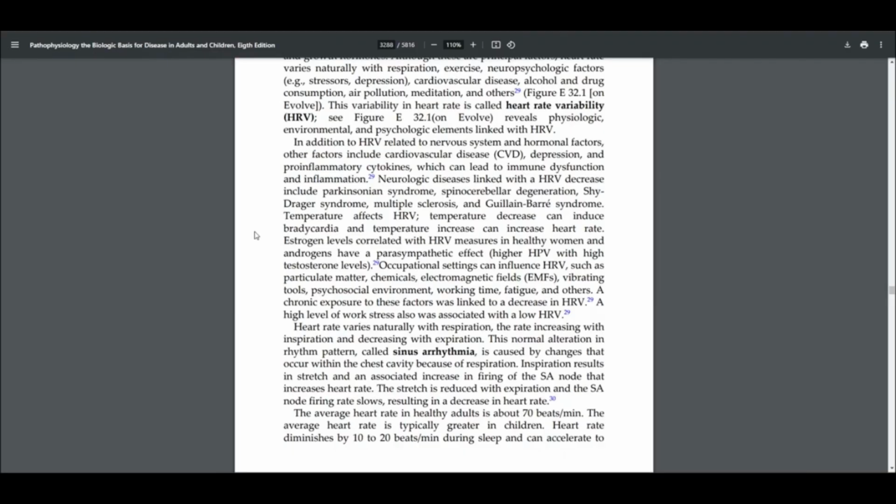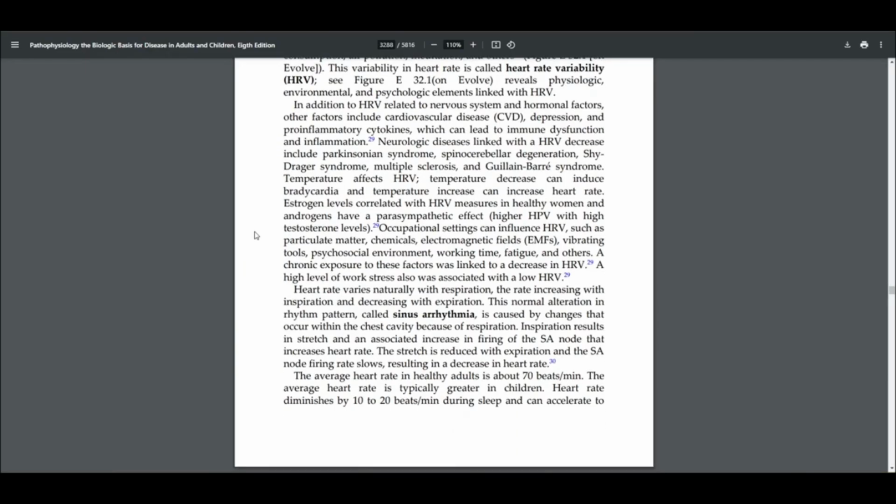Neurologic diseases linked with HRV decrease include Parkinsonian syndrome, spinocerebellar degeneration, Shy-Drager syndrome, multiple sclerosis, and Guillain-Barré. Temperature affects HRV. Temperature decreases can induce bradycardia, and temperature increases can cause tachycardia. I'm not sure why they say an increased heart rate. The proper word is tachycardia.